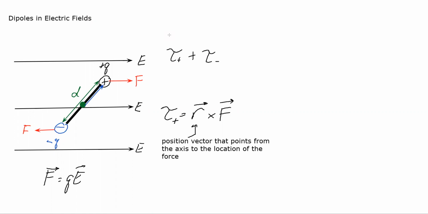Well, my r vector is just d over 2. It's just half of that. So the r vector would be d over 2, and it's still a vector. If you look back when I talked about dipoles, I believe I defined the dipole as pointing from the negative to the positive. So this is actually the d vector here.